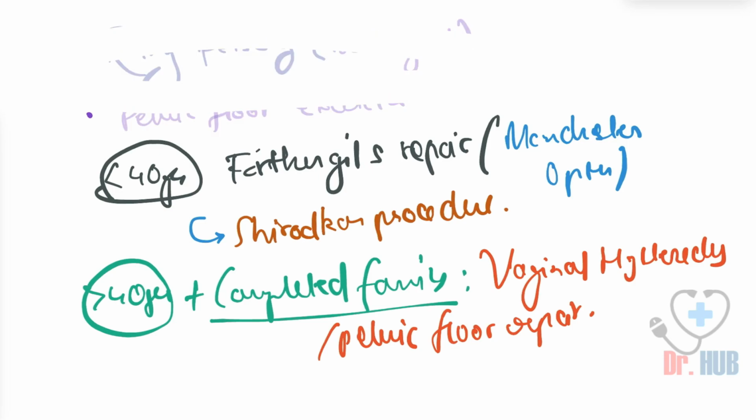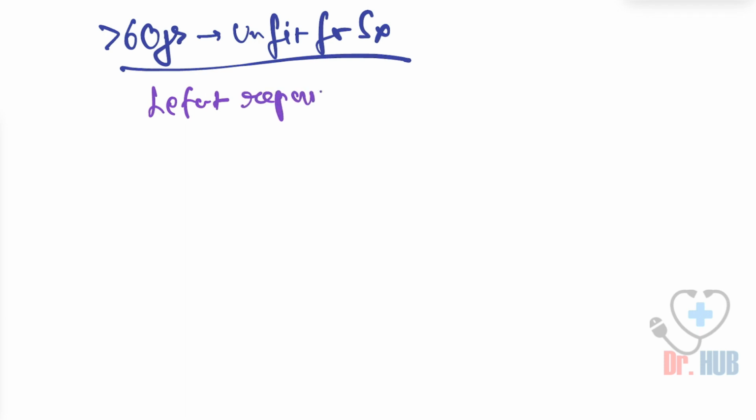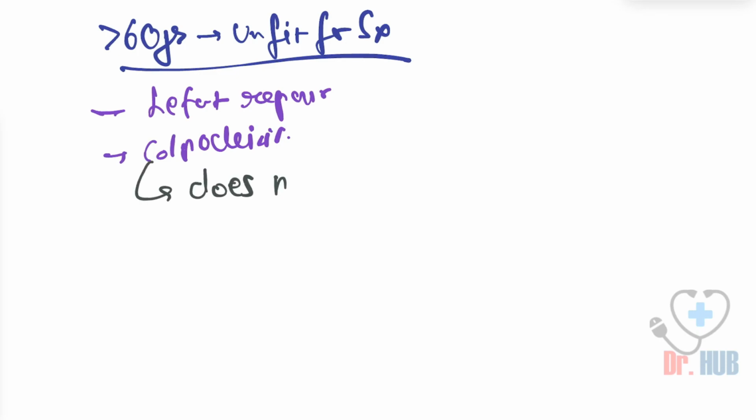Lastly, we move on to the category where it is greater than 60 years and unfit for surgery. In such cases, there is the Le Fort repair as well as colpocleisis. They are done if the patient does not want to retain sexual function.